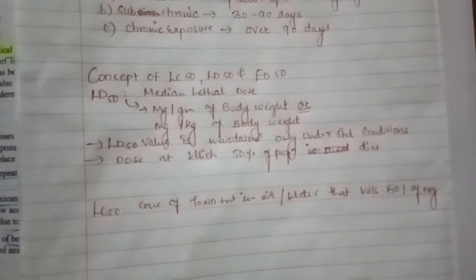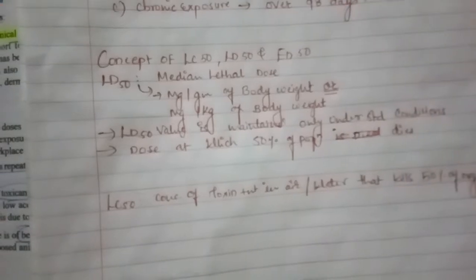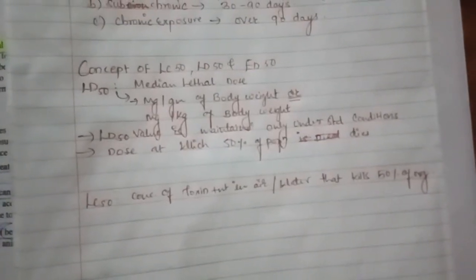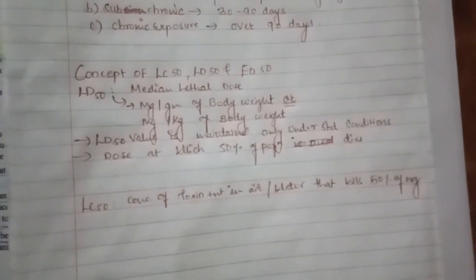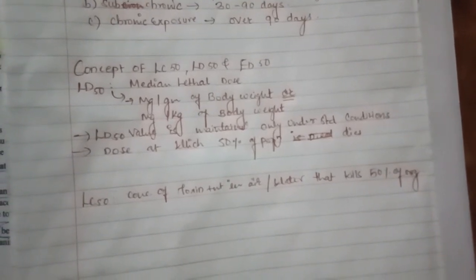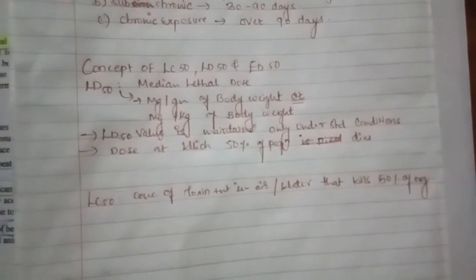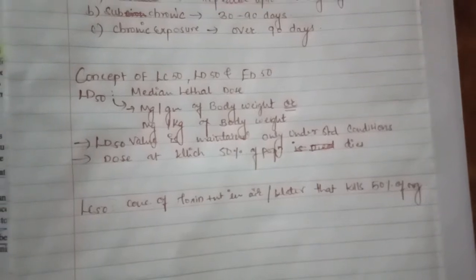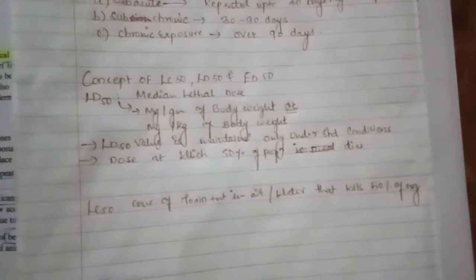So lethal dose means the dose at which 50% of the population under test will die when the toxicant is administered or the medicine is administered. Okay, so lethal dose 50 is a dose at which 50% of the population will die after injecting the dose of toxicant.